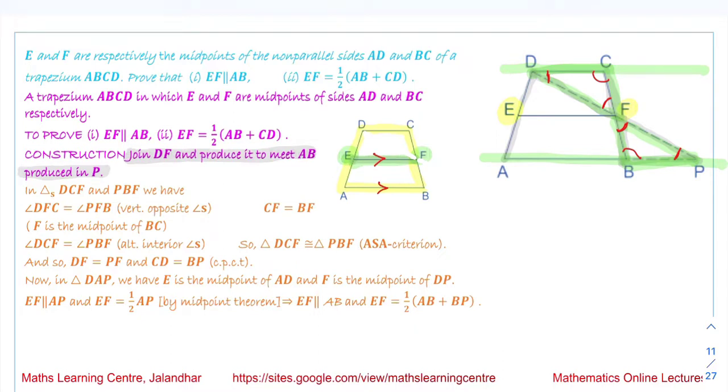Next thing that is given to us is that F is the midpoint over here. So if this length is x, then this length is also x. So what we get is that these two triangles are congruent to each other by ASA criteria or AAS criteria. You can use any one of these two. So we have DF equal to PF, and the length DC is equal to the length BP.